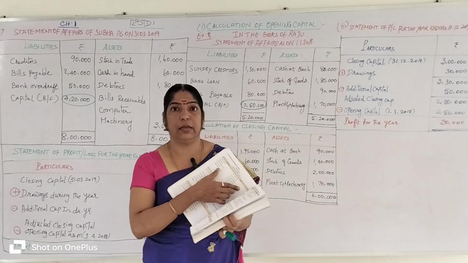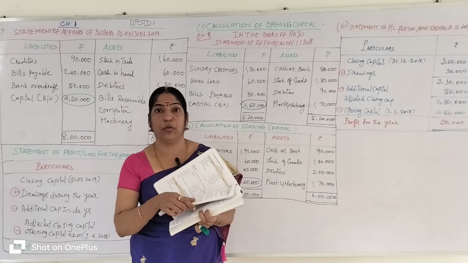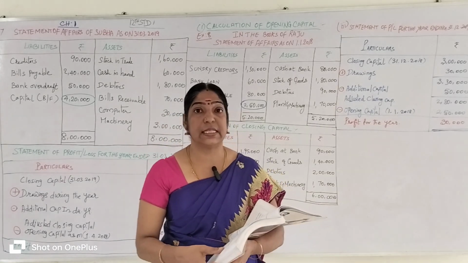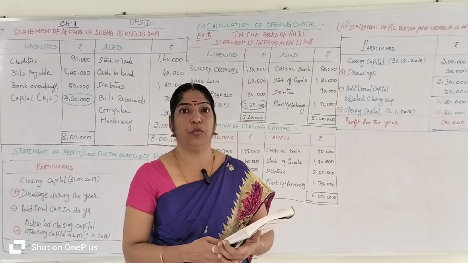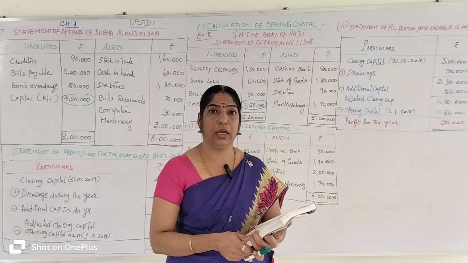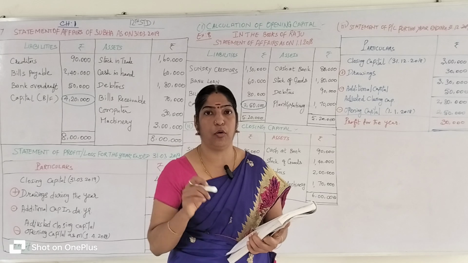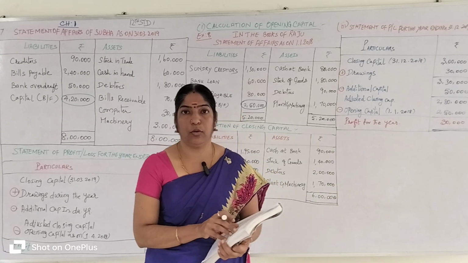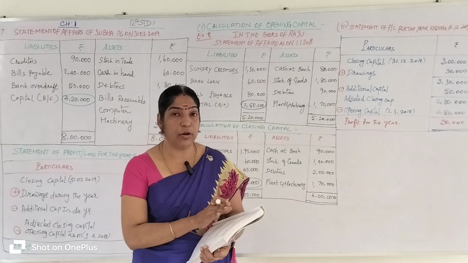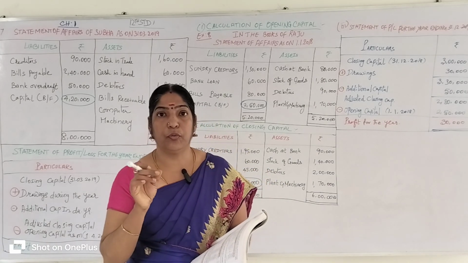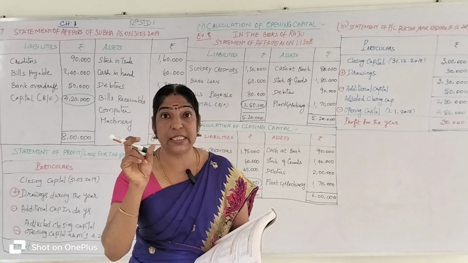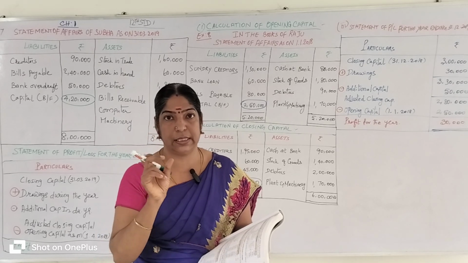Okay, so from the statement of affairs, we are going to find the capital for exercise sum number 7. First, we need to find the closing capital, because only then can we calculate the profit or loss for the accounting period. So to find the capital, first we are going to find the closing capital. This is the missing figure, the missing item.